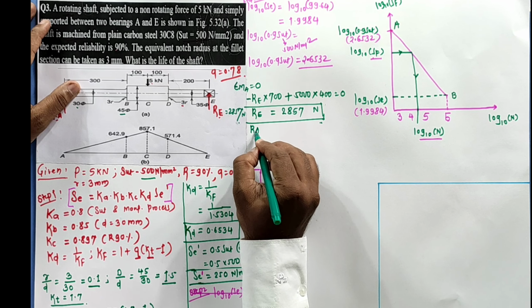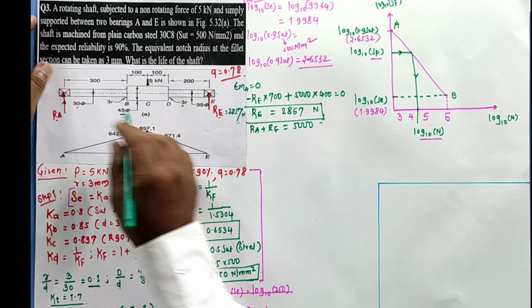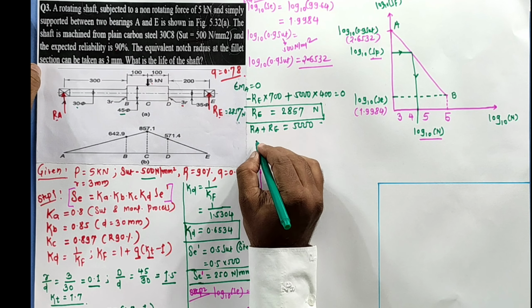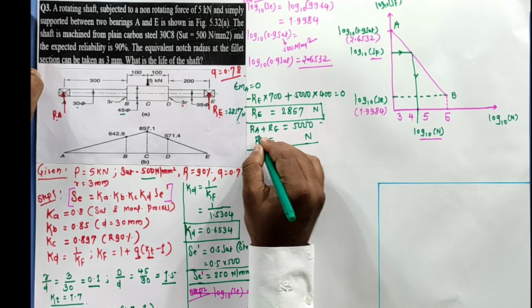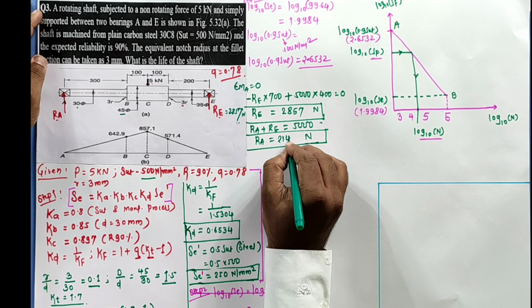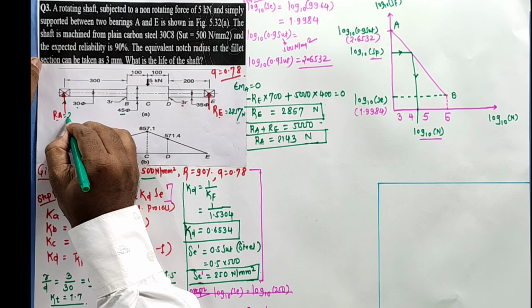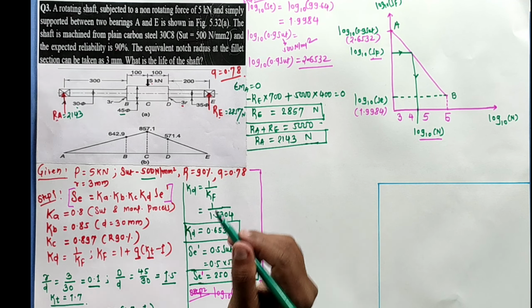So we know RA plus RE is equal to 5000. Downward force is equal to upward force. We'll get 2143. So I'll write 2143. Clear? So likewise these are the reactions I got.